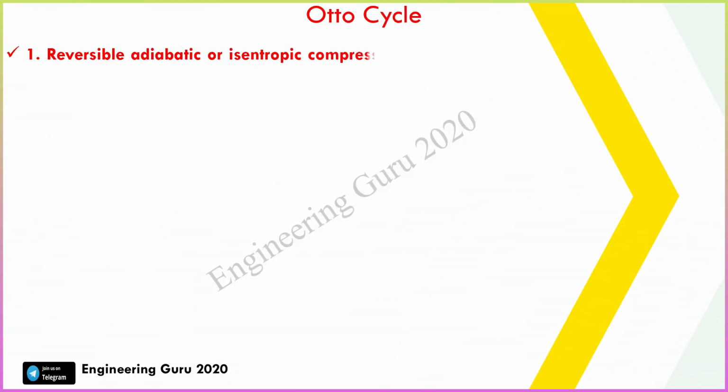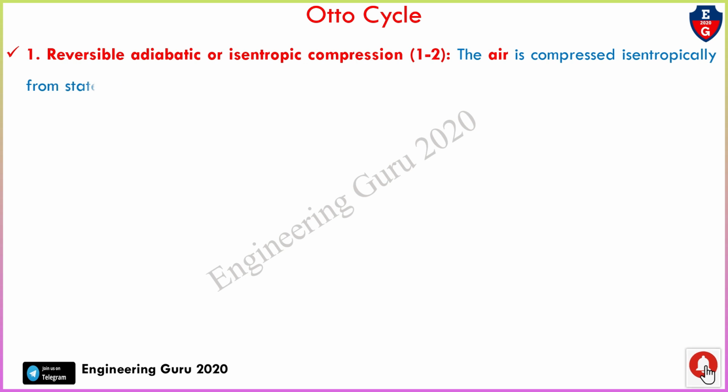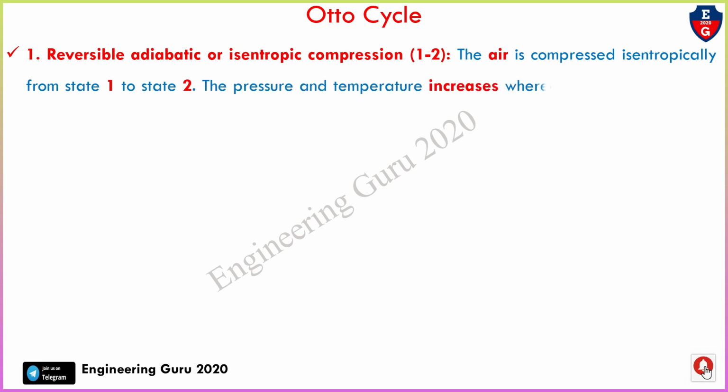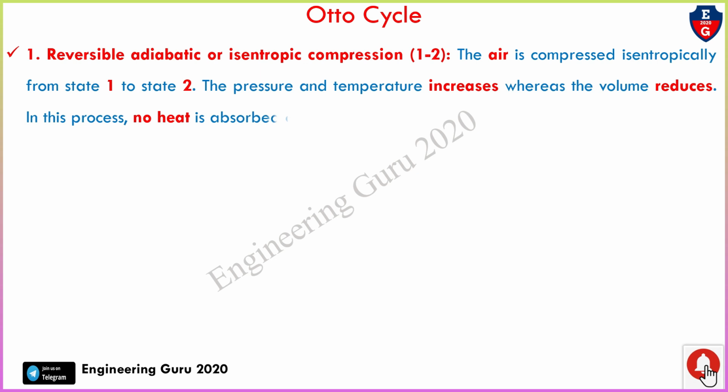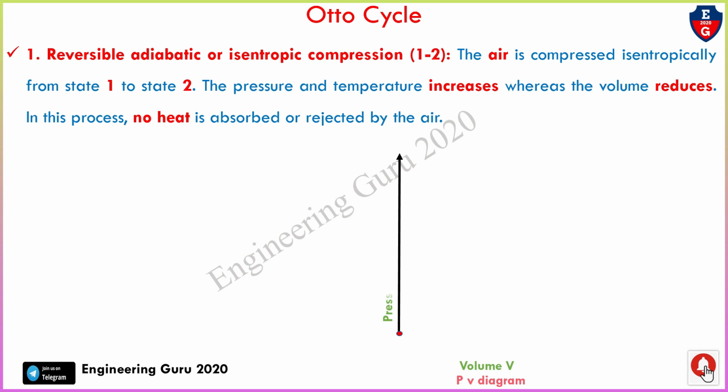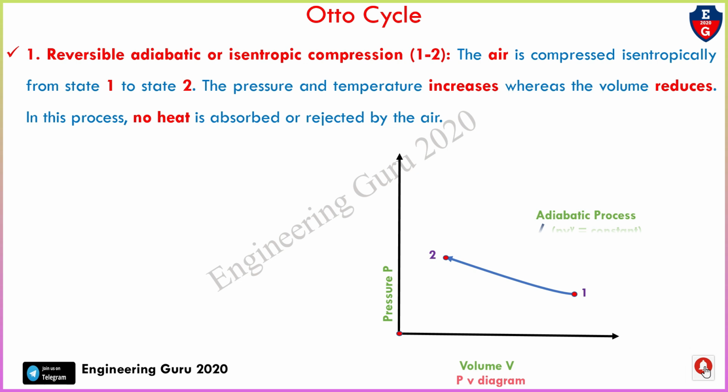First, reversible adiabatic or isentropic compression. This is process 1-2. The air is compressed isentropically from state 1 to state 2. The pressure and temperature increase whereas the volume reduces. In this process, no heat is absorbed or rejected by the air. Here, this is the PV diagram. On the x-axis volume and on the y-axis pressure. This is point number 1 and this is point number 2.